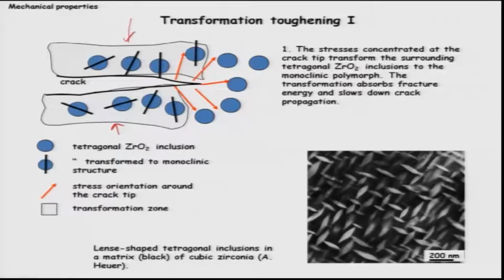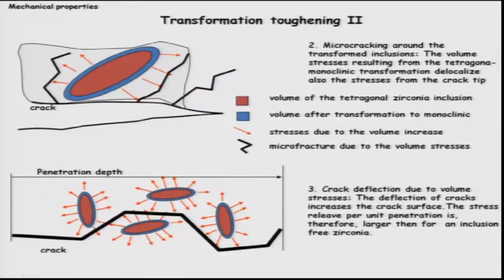You can see here the lengths of the tetragonal inclusions. This is tetragonal in a cubic matrix. They are about 200 to 250 nanometers, okay, and they can be made even larger. These are the ones that, when the crack moves, these precipitates get transformed from tetragonal to monoclinic.